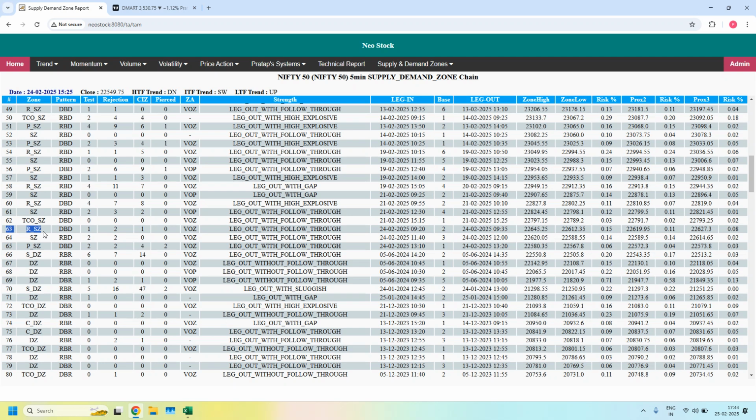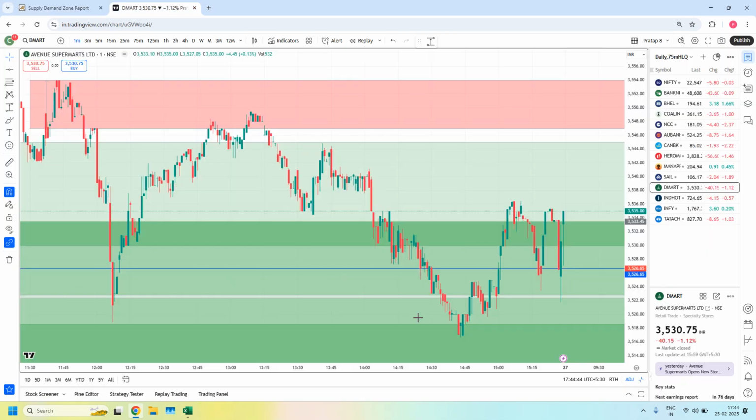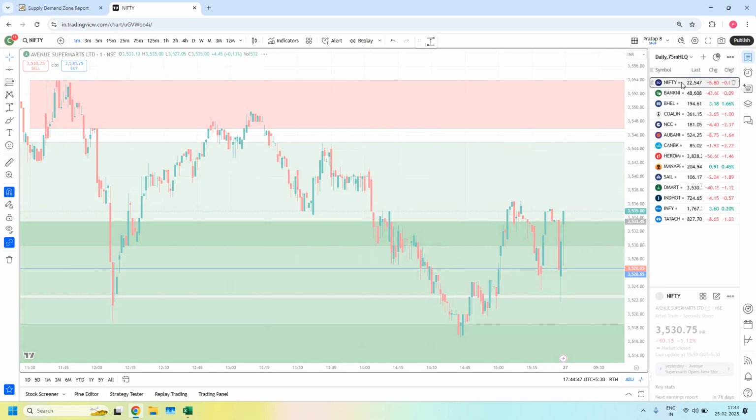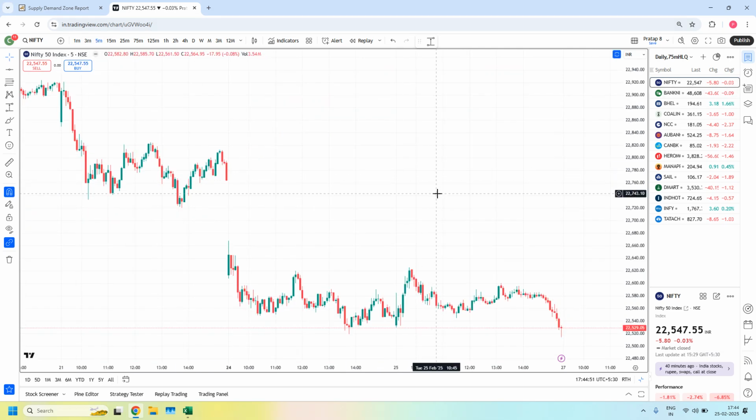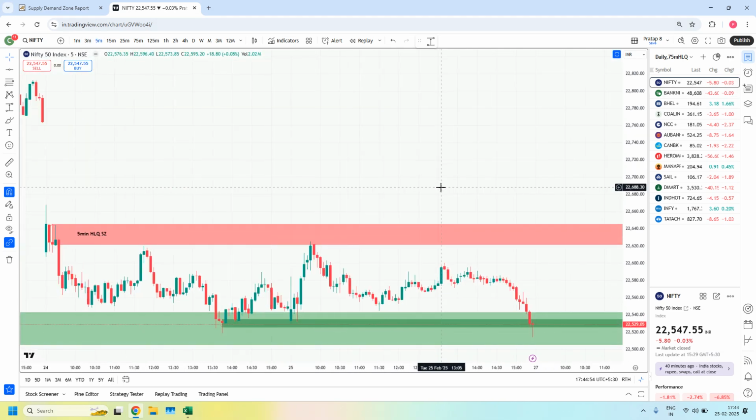See, this is the high liquidity supply zone, serial number 63. And where is the high liquidity demand zone? Serial number 66. Today we got trades from both these zones. From each zone 80 to 90 points it captured. Let me open that NIFTY 5 minutes chart. See here, this is the NIFTY 5 minute zone.